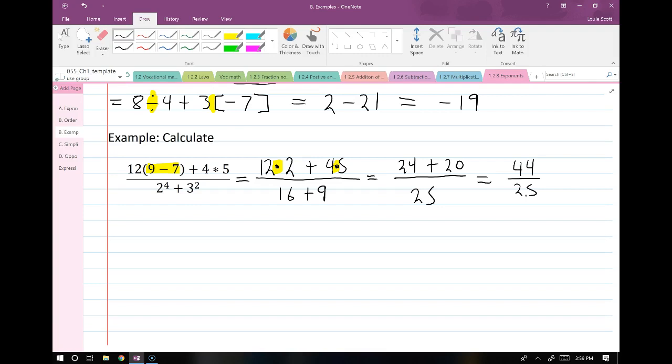Okay, so those aren't too bad. You simplify everything you can in the numerator and the denominator, and then you put it all together in the last step and simplify that last step if you can, but we couldn't. All right.